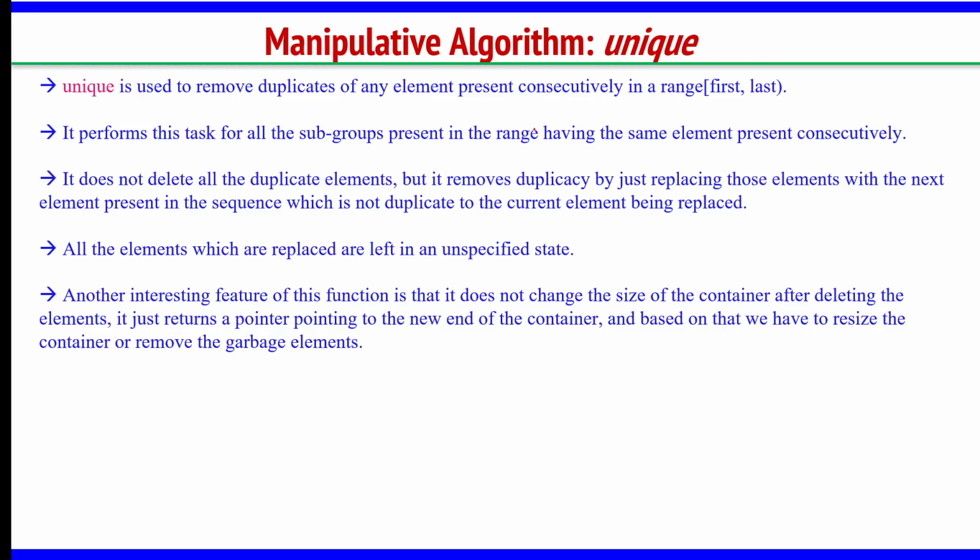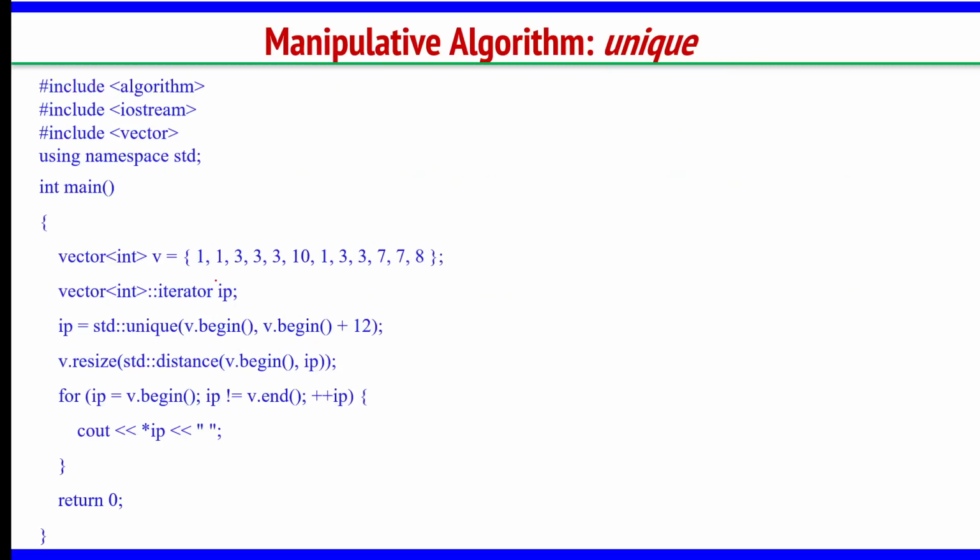And the last and the most important one, unique. This is one of the last manipulative algorithms, unique. Let us see an example and then come to this theoretical part. See this example. I am having a vector with so many elements. In this, there are some consecutive repeated numbers. For example, 1 1, 3 3 3, 3 3 7 7, right. Unique is really a unique function which will remove the consecutive repeated elements.